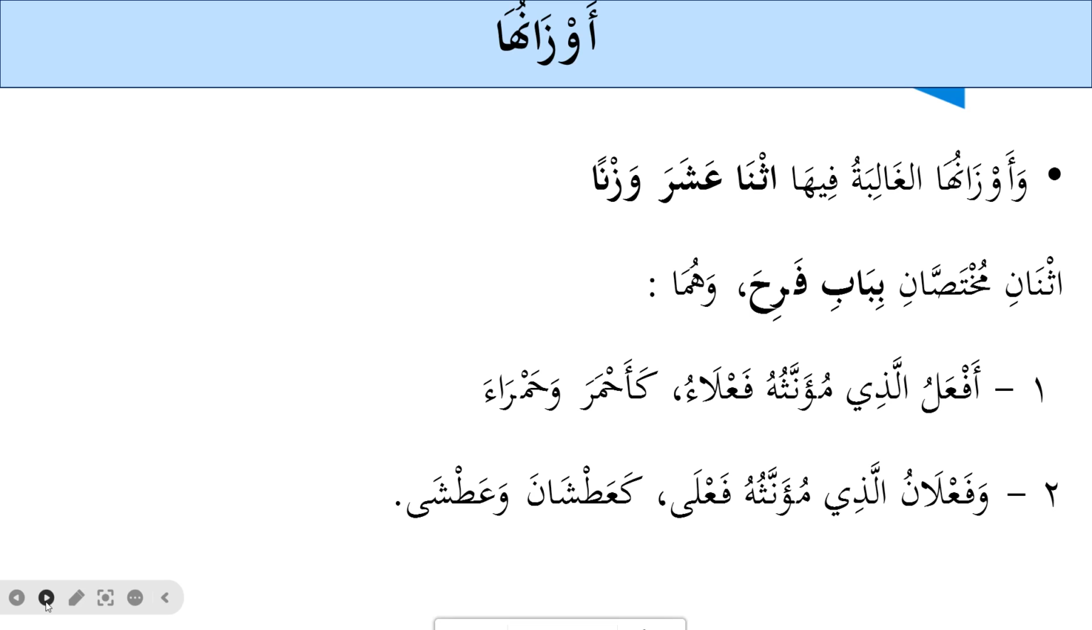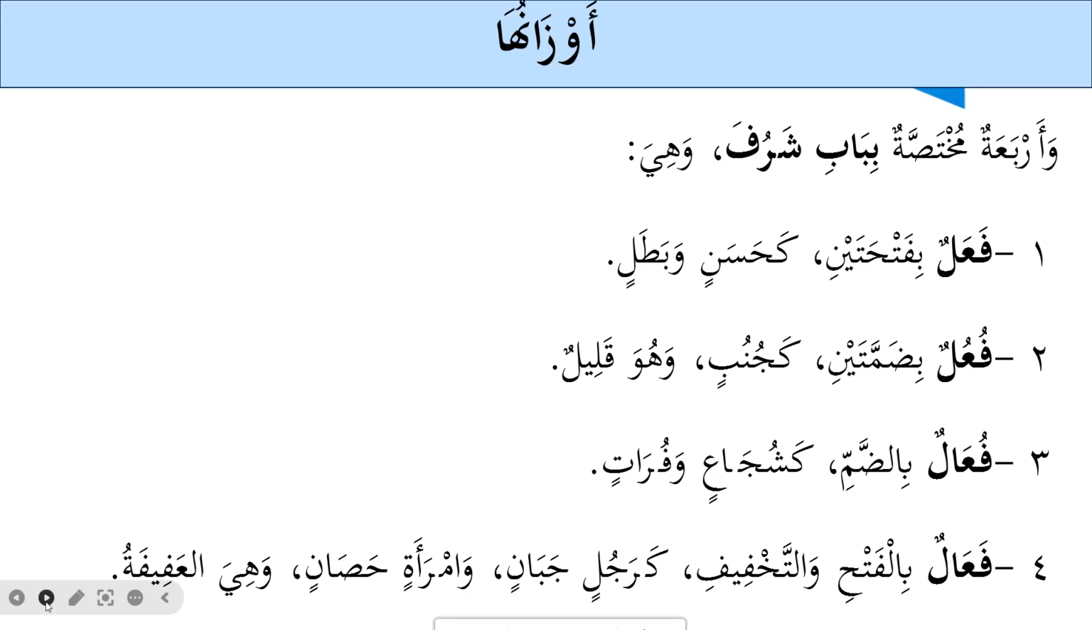That is Ahmaru Hamra'u, Aswadu Sawda'u, Abyadu Bayda'u, and so on. We also have Fa'lan. The feminine of Fa'lan is Fa'la, like Jaw'an, Jaw'a, Atshan, Atsha, and so on.